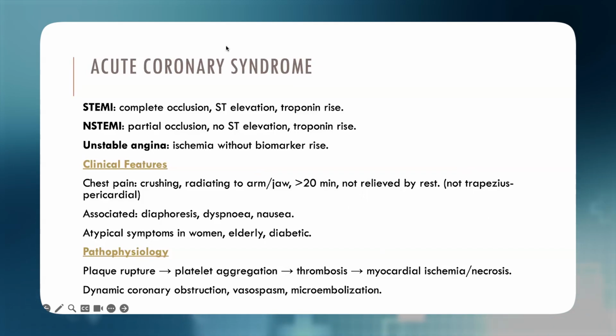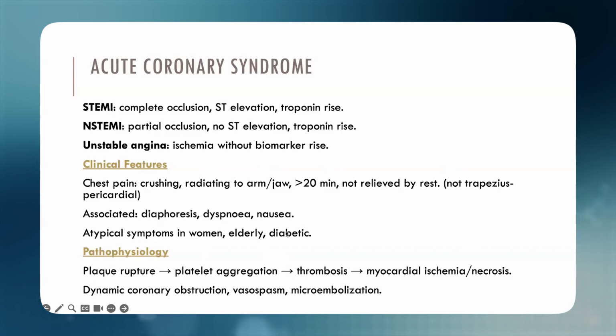Why do we see atypical symptoms in diabetic patients? You will not get pain in a diabetic patient because of autonomic neuropathy. They have autonomic neuropathy in the whole body, so they will have autonomic neuropathy in the nerves connecting the heart as well. So no pain, so no typical symptoms.